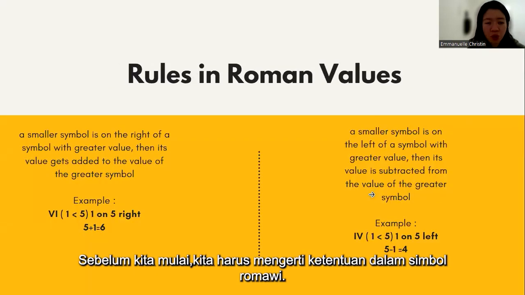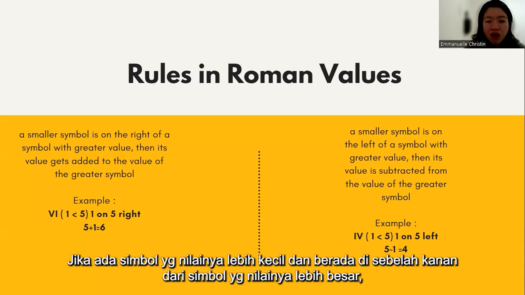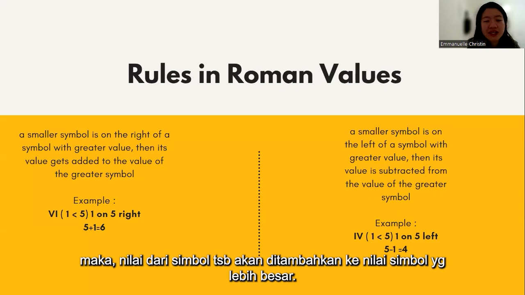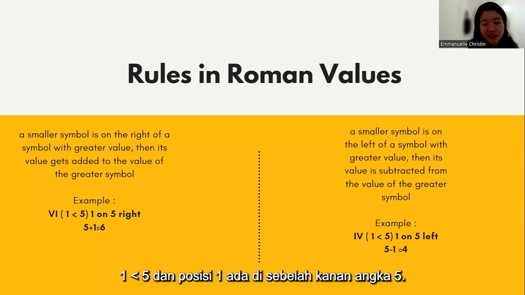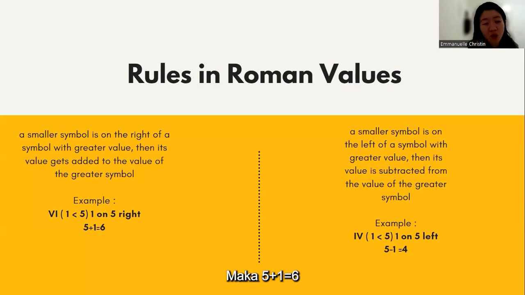Before we start to code, we have to understand the rules of Roman values. If there is a smaller symbol on the right of a symbol with a greater value, then its value gets added to the value of the greater symbol. For example, VI: we know V is 5 and I is 1, 1 is less than 5, and 1 is on the right side of 5, so 5 plus 1 equals 6.